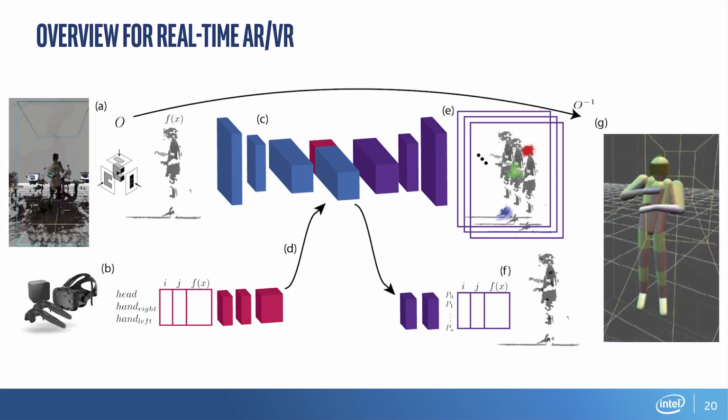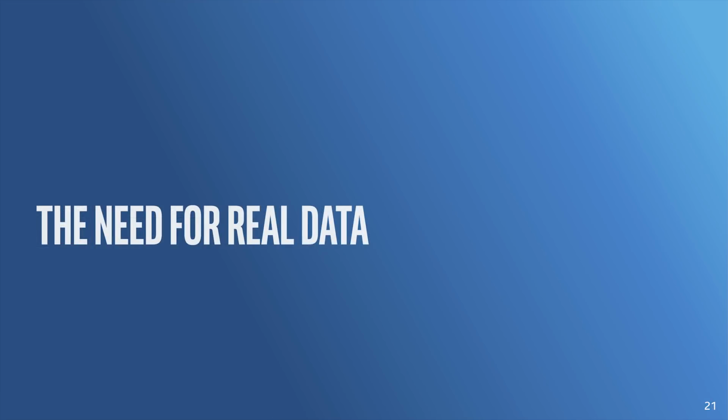And so for the real-time portion, we take a person in a known space. We pass their images through a convolutional neural network that's very small, alongside the information that's coming from the controllers and headset, and then regress a heat map position for each of the joints, as well as a floating point value for these key points of the controller and the headset. So I'll go into a little bit more detail about the need for real data.